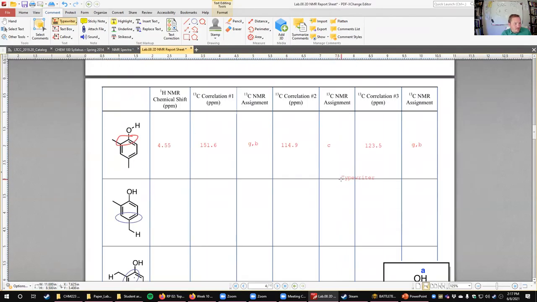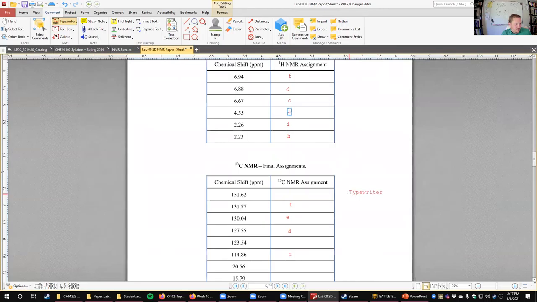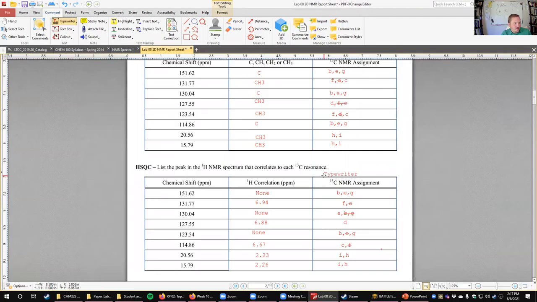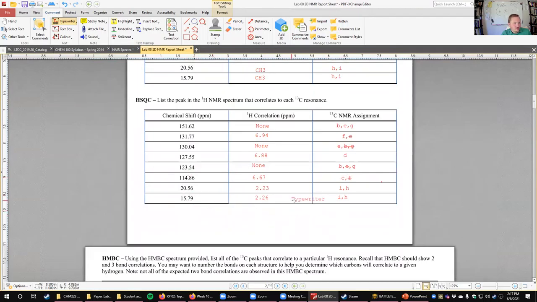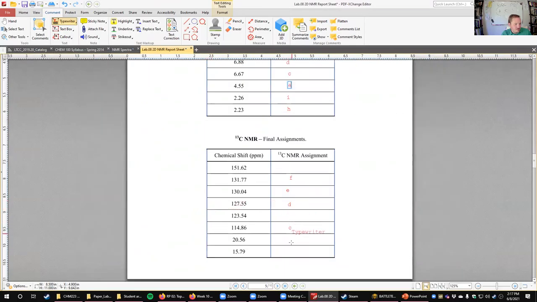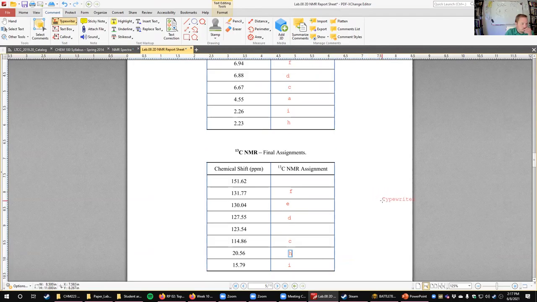And this one we never did fill in our alcohol oxygen there. Which then, if we go back up here, allows us to say, okay, if 2.26 is I, we go back to our HSQC, 2.26 is I, that means 15.8 is the chemical shift for the hydrogen, 15.8. So there's I, there's H.